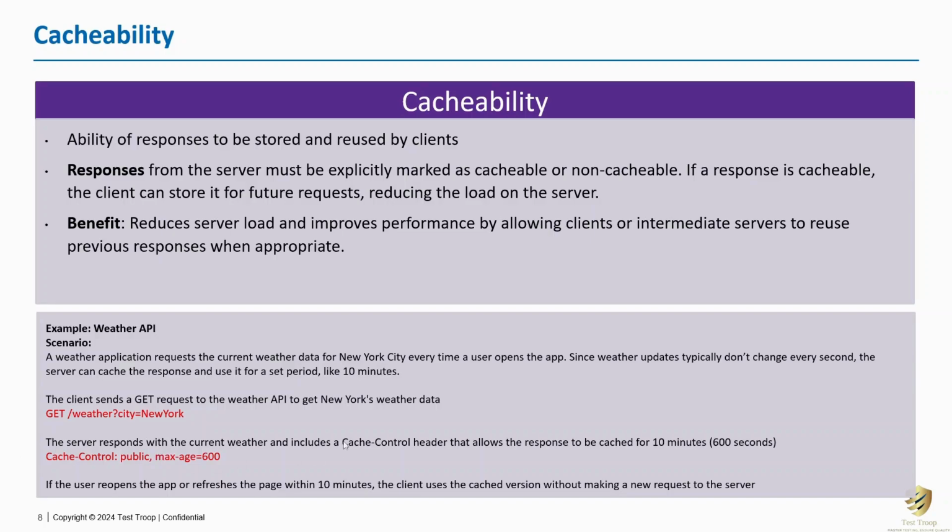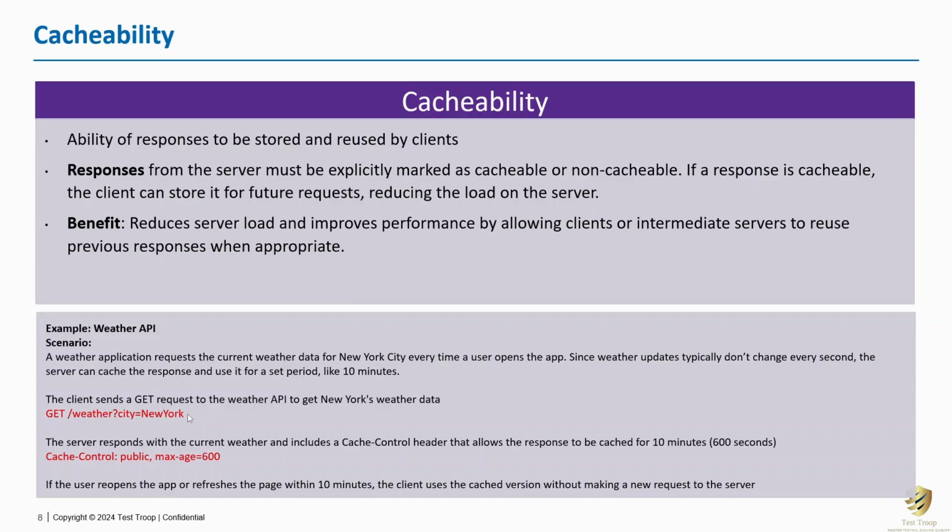Let us consider an example of a weather API. Here the user is residing in New York City, and whenever he opens a weather application, the weather application sends a request to the server to get the current weather data for the city New York. Since the weather data does not change every second, the server sends the response back to the client telling it to cache this particular response for future use.